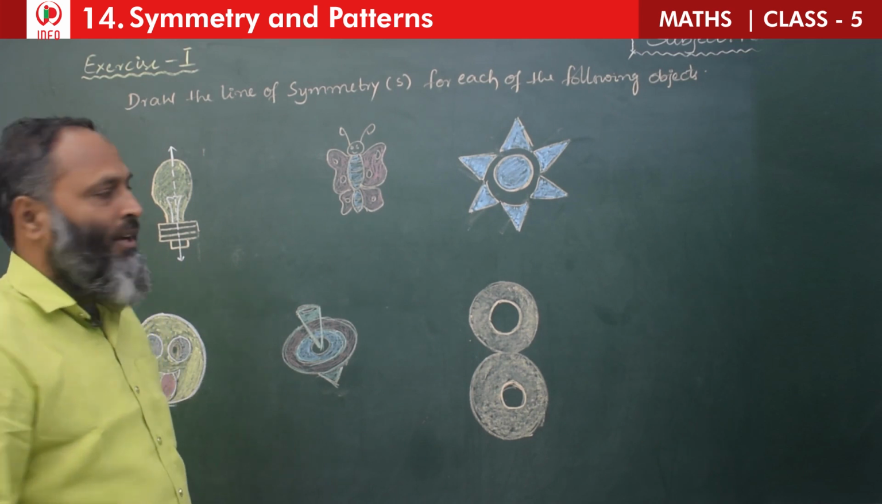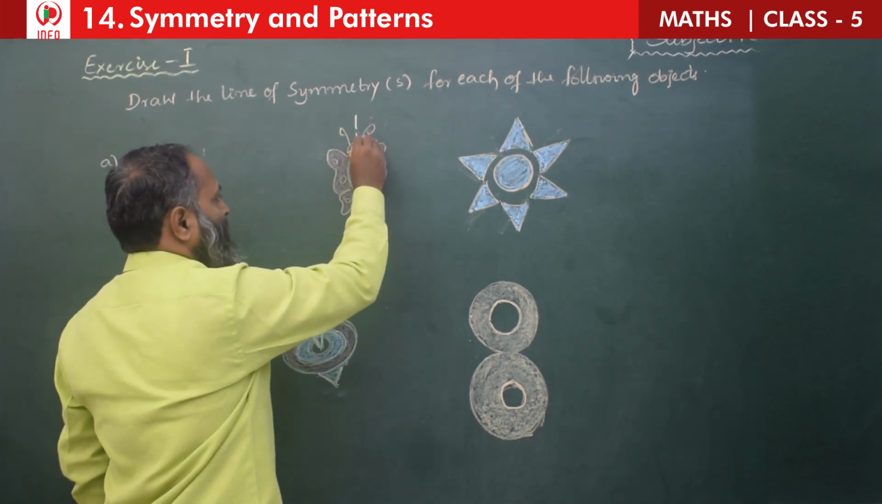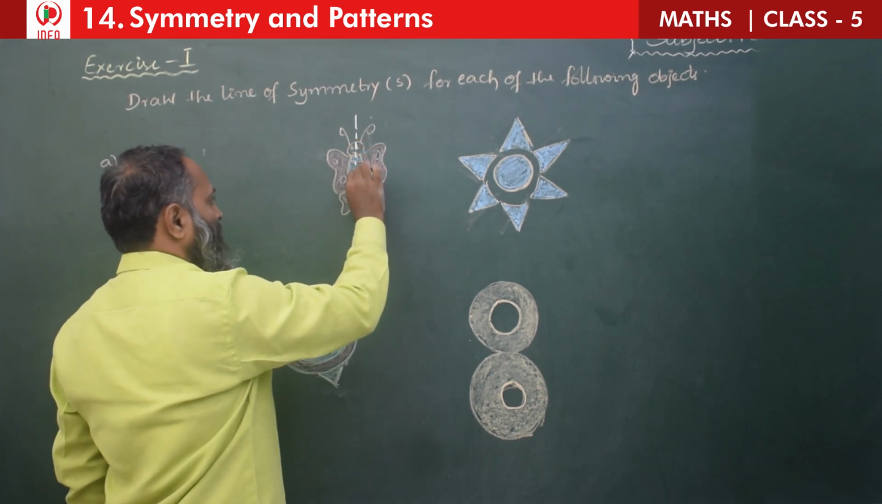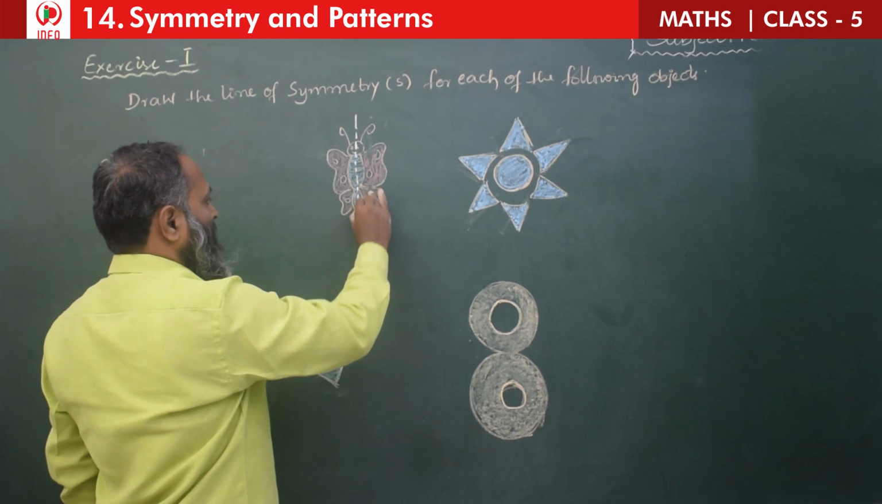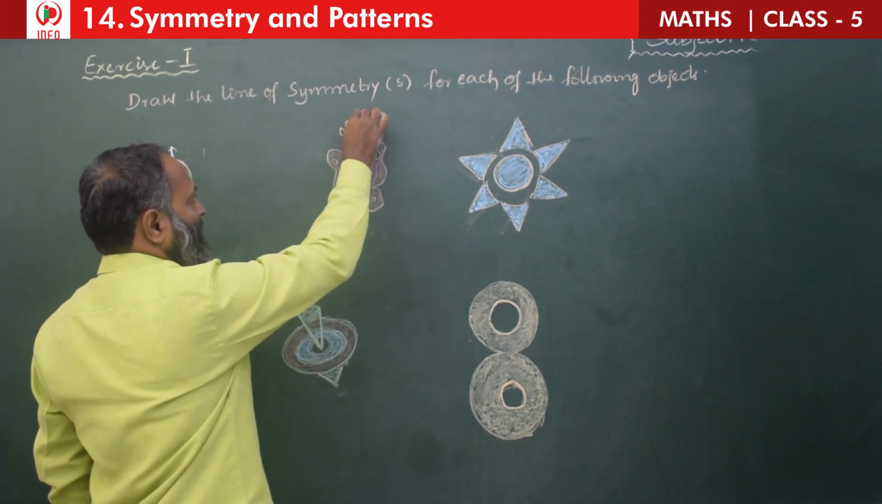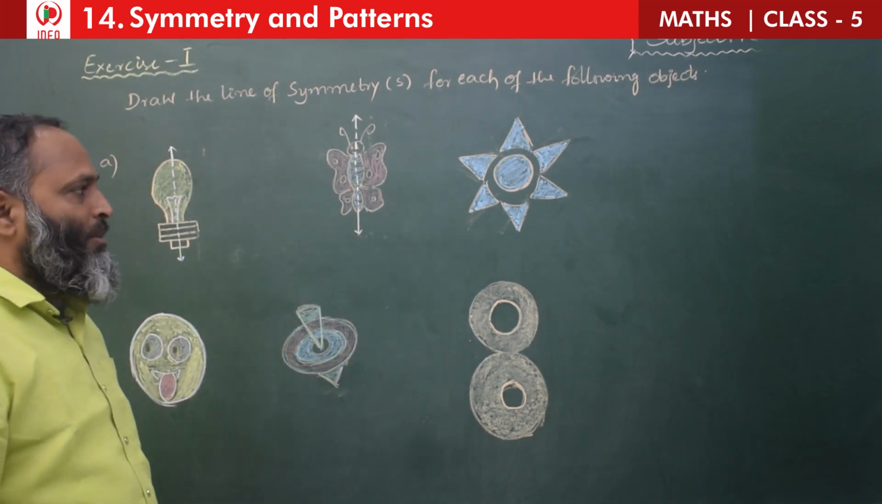For this butterfly, if you draw one vertical line, then that will divide it into two equal halves. So here we have one line of symmetry for this. Only one line of symmetry. The horizontal line is not a line of symmetry.